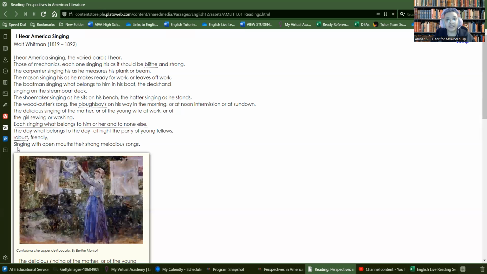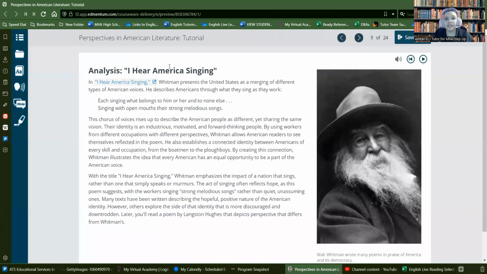And then at the end, he says, singing with open mouths their strong, melodious songs. So he's using a lot of positive language here to describe the songs of America. So we're going to close this and come back here and then look at the analysis.